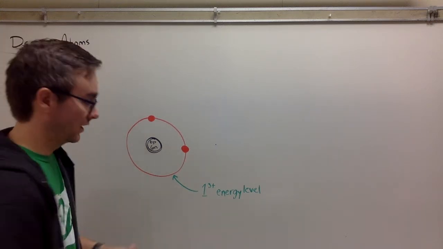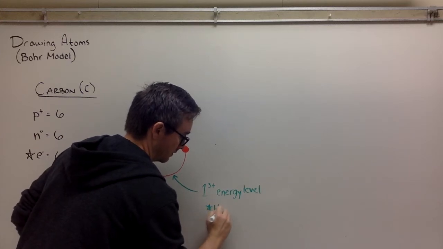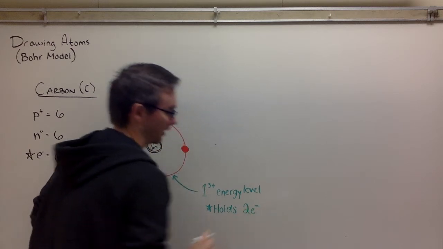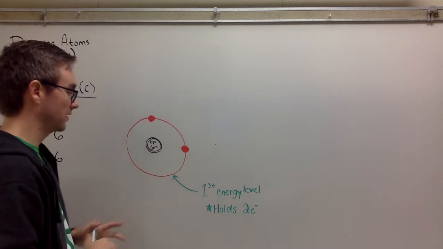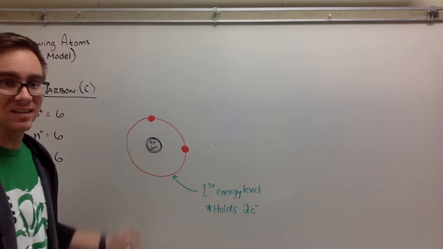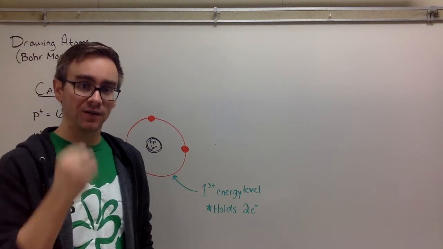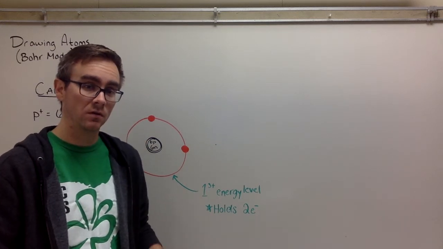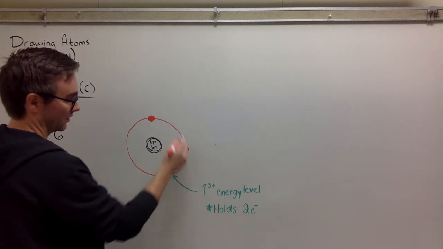I'm going to draw them like that. All right. So it holds a maximum of 2 electrons. It holds 2 electrons, but we're not done. It can only hold 2, but yet we need to have 6. So we need to have 4 more electrons. So what we have to do is once that energy level is full, we go to the next energy level. This would be obviously the second energy level then.